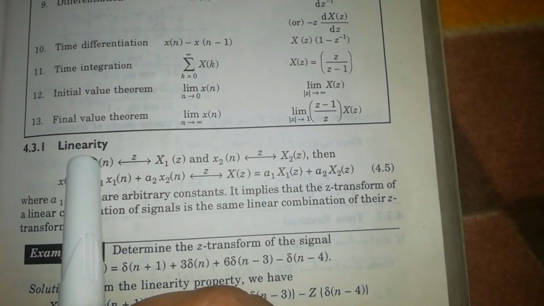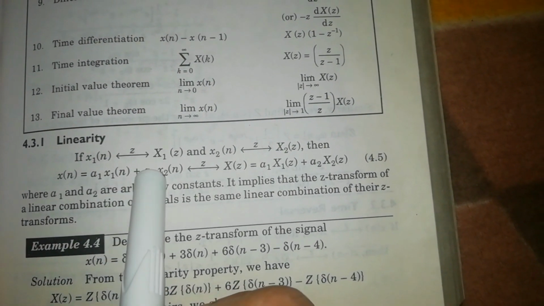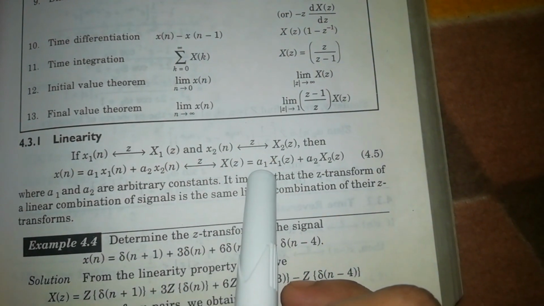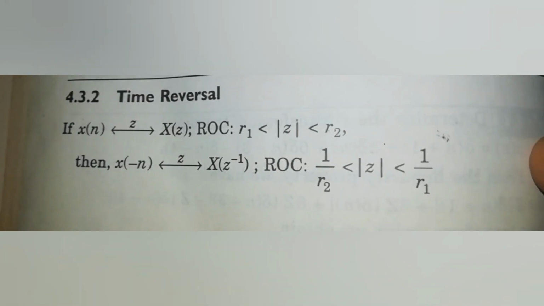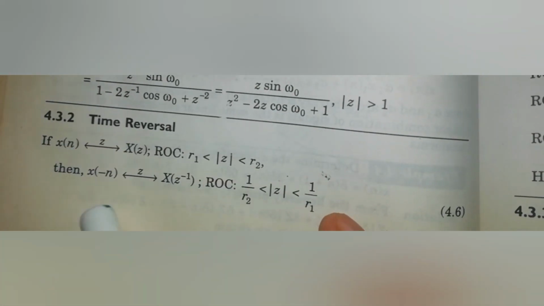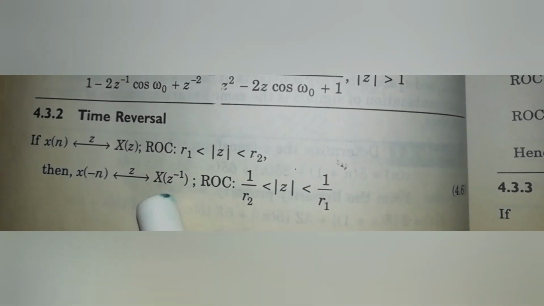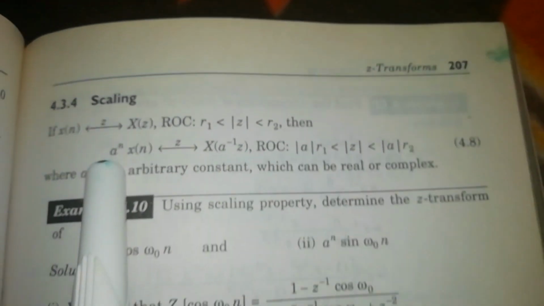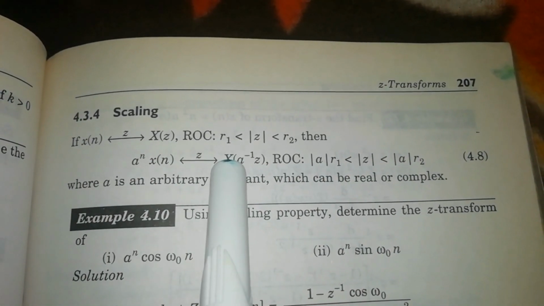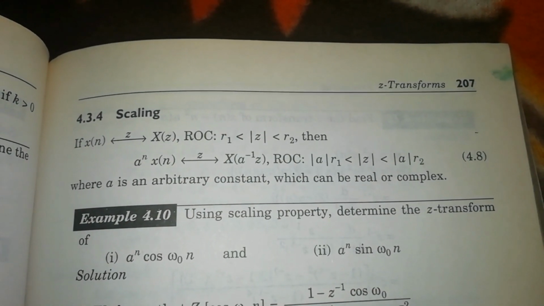Next we see about the properties of Z transform. First one is linearity. Linearity states that x of n is equal to a1 x1 of n plus a2 x2 of n. Then the Z transform is given as a1 X1 of z plus a2 X2 of z. Next property, time reversal. In time reversal, x of n becomes x of minus n, so the Z transform we will get is X of z inverse. And next property, scaling. In scaling, a power n x of n Z transform becomes X of a inverse z, and this is the scaling property of Z transform.